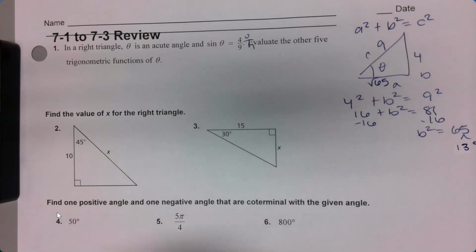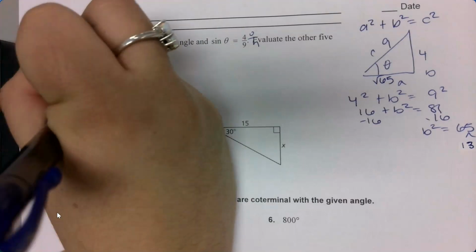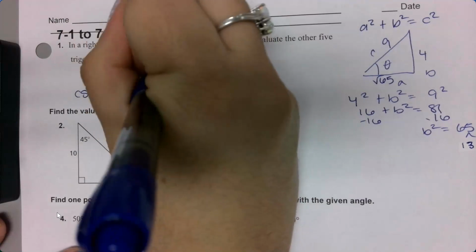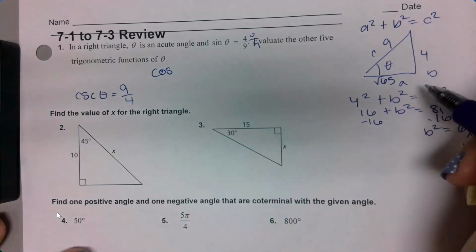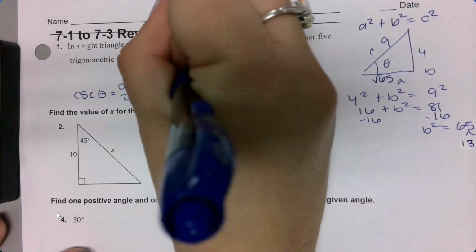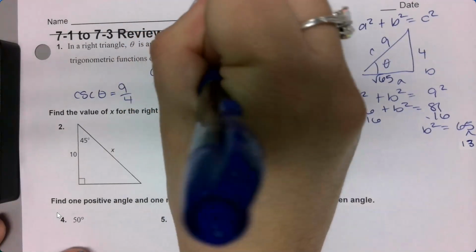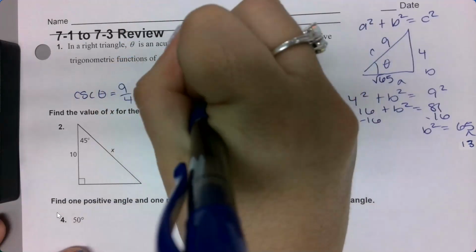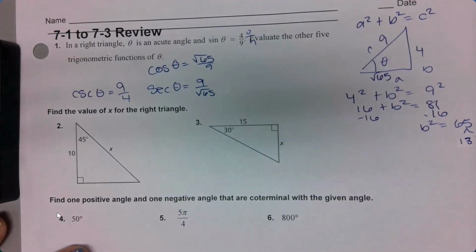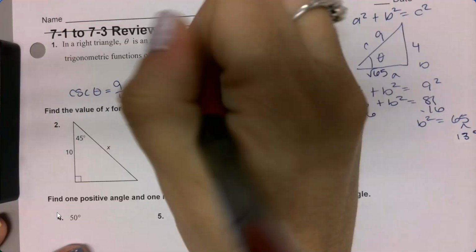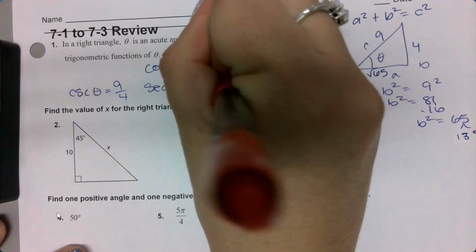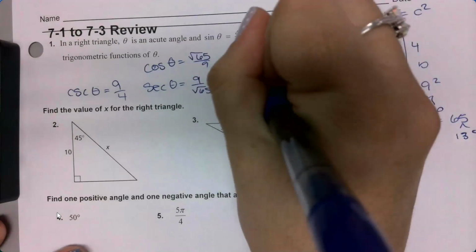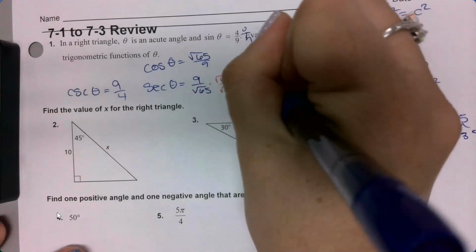So I already know sine. I'm going to need to find cosecant, which is the reciprocal of sine, so that's going to be 9/4. Then I want to find cosine, which is adjacent over hypotenuse, which is square root of 65 over 9. Secant is the reciprocal of cosine, so I flip that. I have 9 over the square root of 65, but we don't like radicals in the denominator. So I'm going to multiply by the square root of 65 over the square root of 65. This gets me 9 square root of 65 over 65.